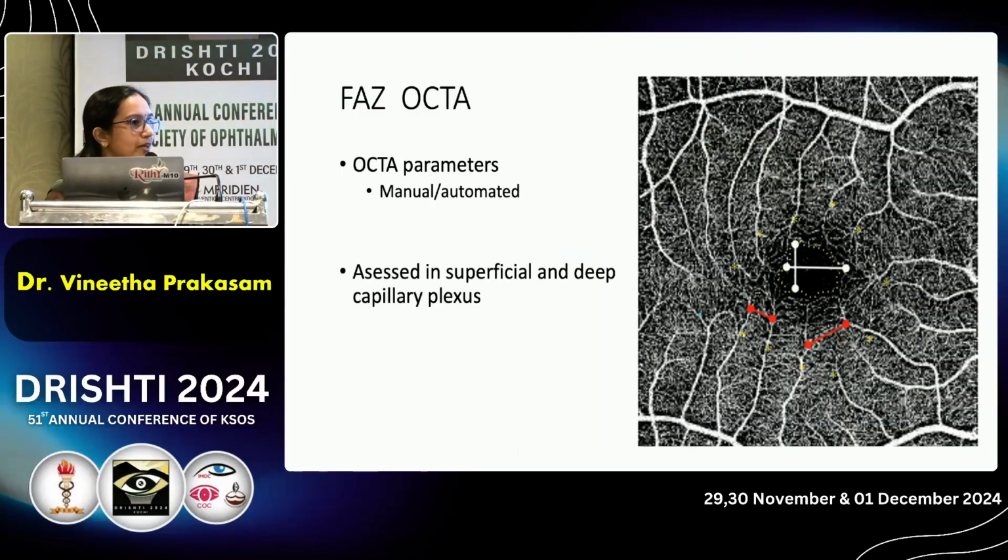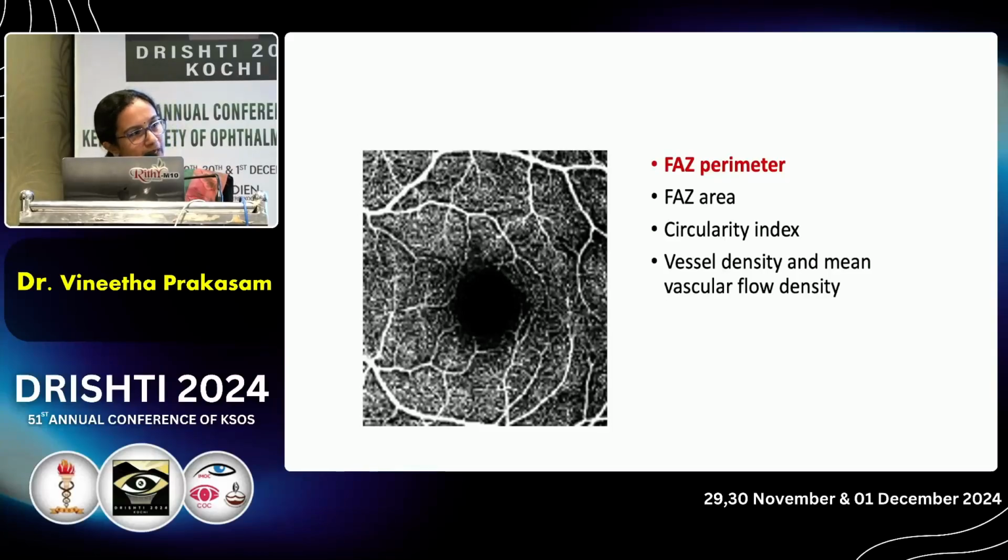Now, once you've corrected the segmentation errors, you're looking for the parameters on OCTA. Some of the machines give automated measurement values. In some of the machines, you will have to do it manually. The advantage over FFA is that you can assess it both in the superficial and the deep vascular plexus. In FFA, primarily, you are able to see only the superficial plexus. Now, what are the main parameters you are looking for? First is the FAZ perimeter.